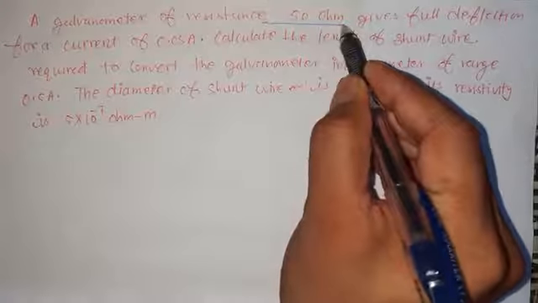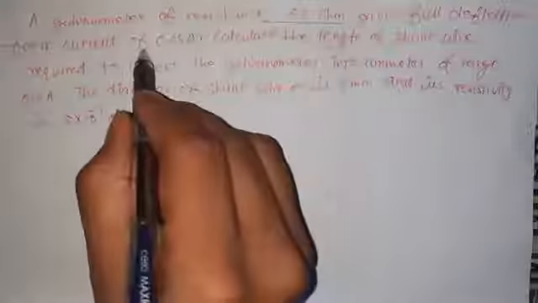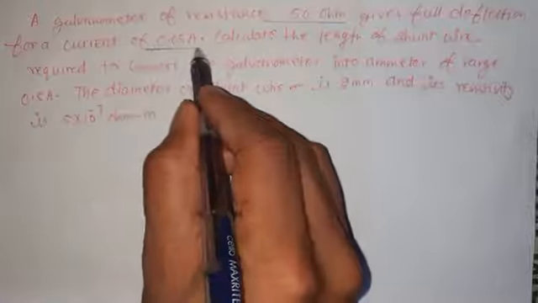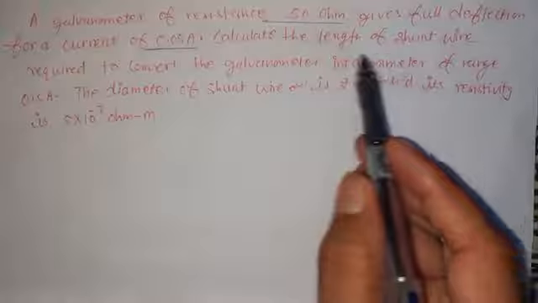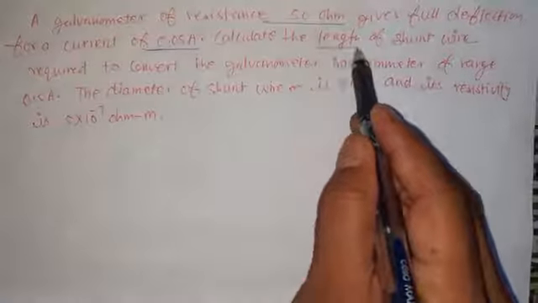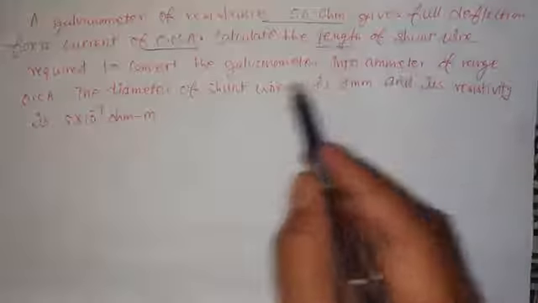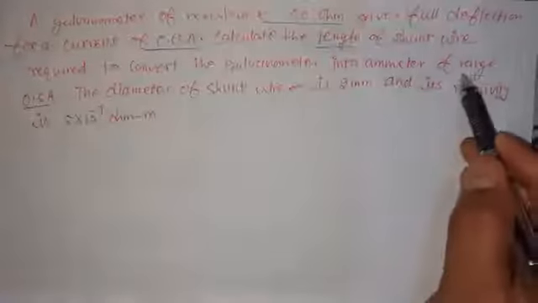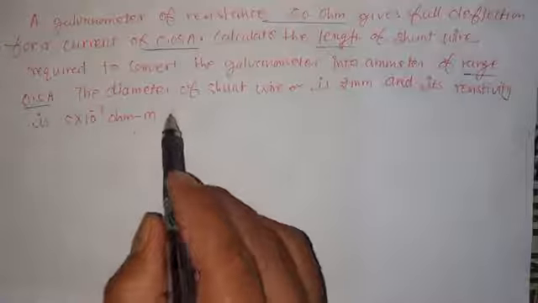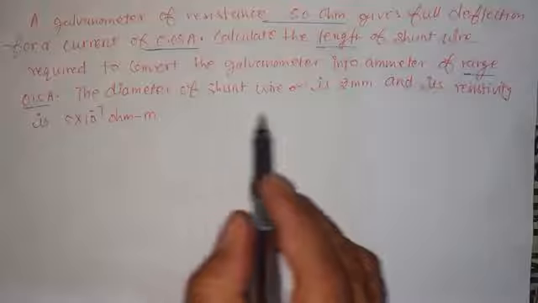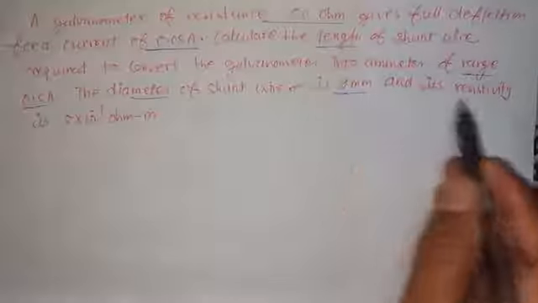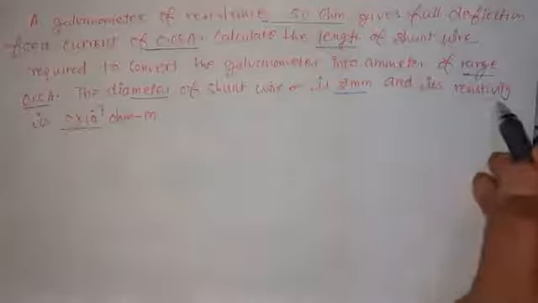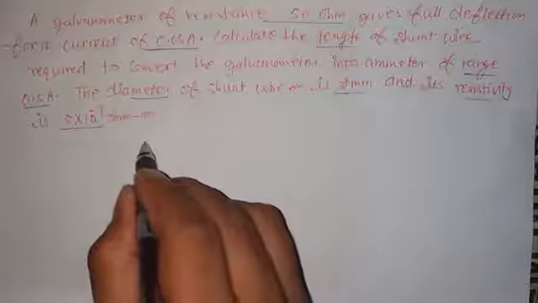This is the galvanometer resistance, and this shows full deflection for the current, which will be 0.05 ampere, and the length you have to find out, which is not given to us. And here the range of that ammeter is 0.5 ampere, and this is the diameter which is given to us, which is 2 mm, and resistivity is over here. Okay, let us write all that down with their symbols.